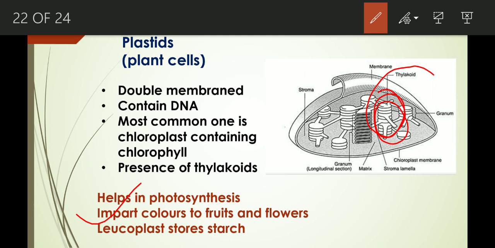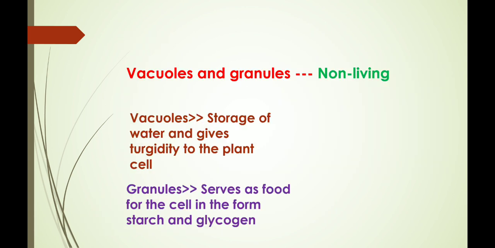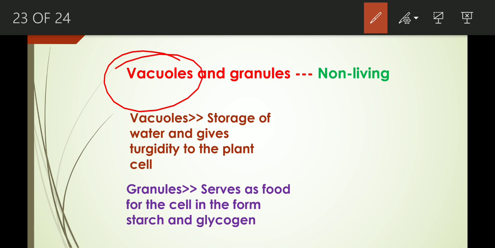Okay, so these are the few common cell organelles that are present inside the cell. Clear? Now all these cell organelles are the living part of a cell. But apart from these living parts, there are some non-living parts of cell. They are vacuoles and granules.